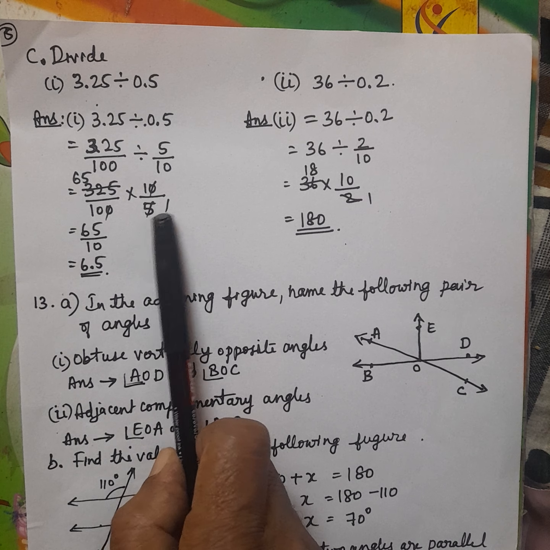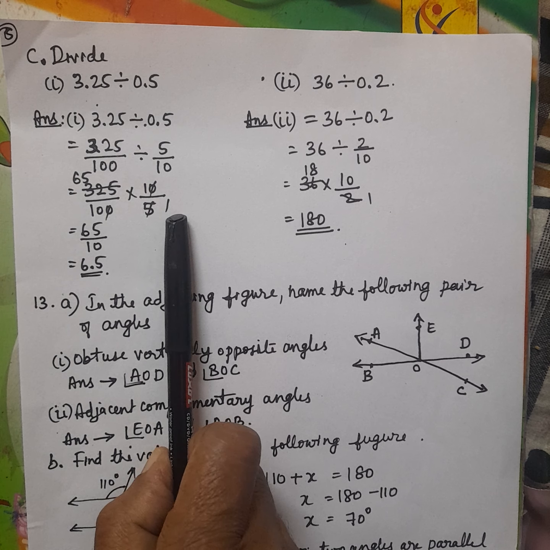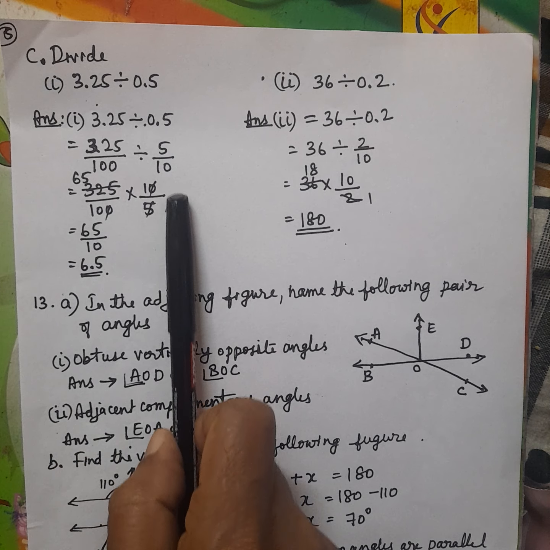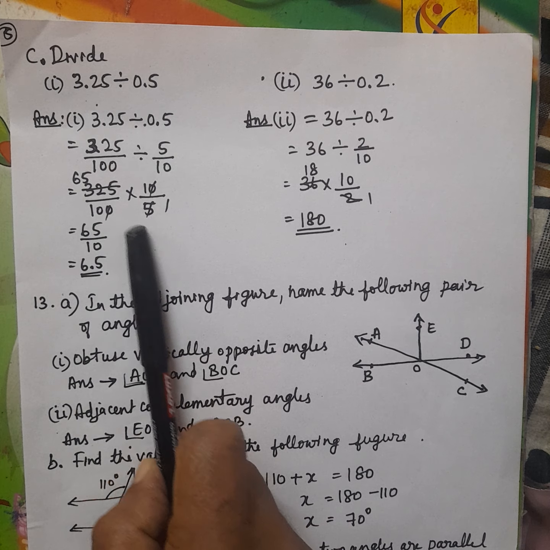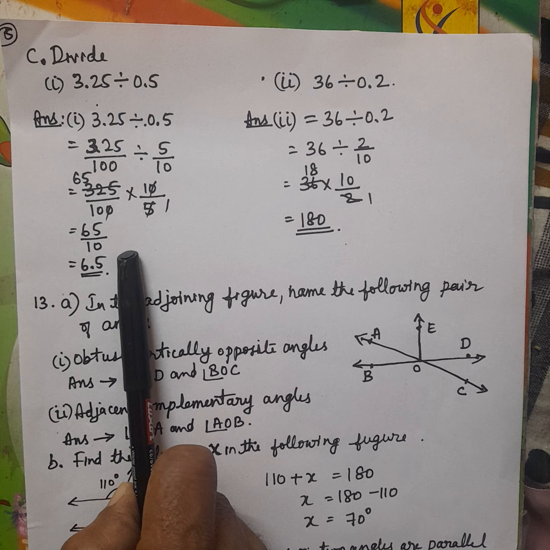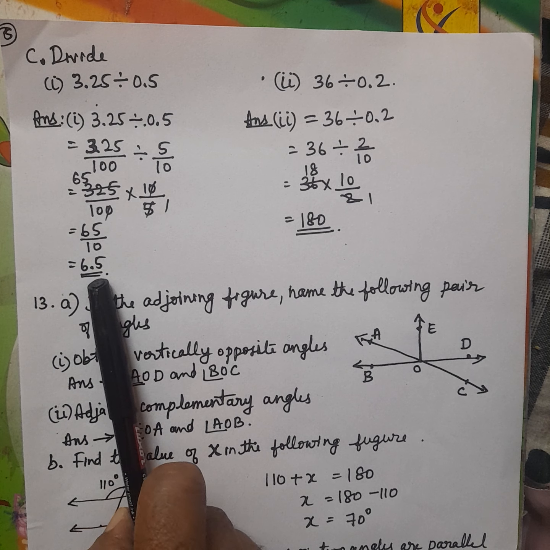Now you cancel. Divide this 325 by 5. 5 ones are 5, 5 sixes are 30, and 25 remains, 5 fives are 25. Now 10 cancels 10. Now 65 divided by 10 remains. So now when you convert this to decimal, it will become 6.5.